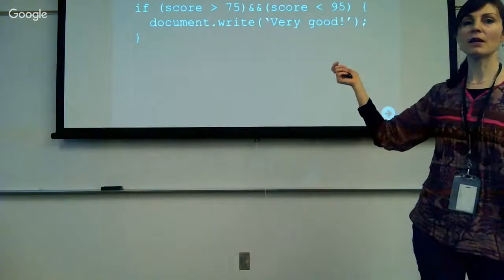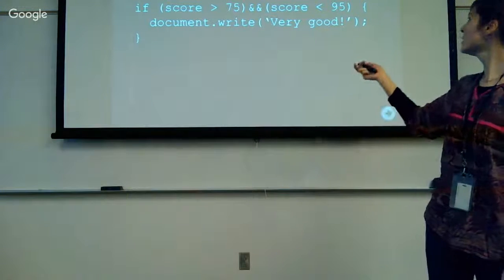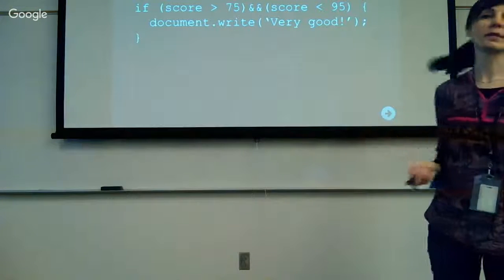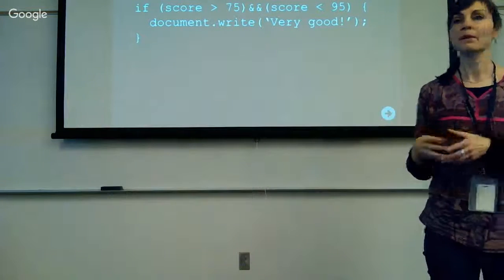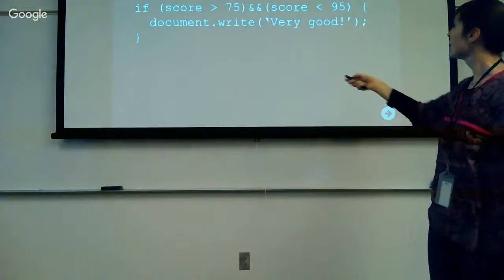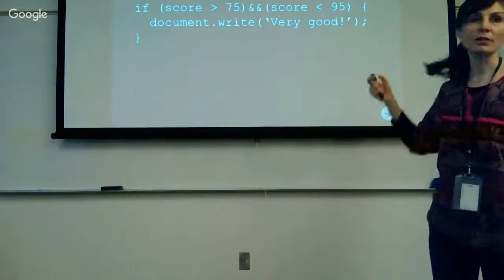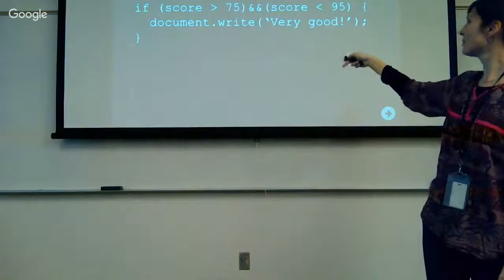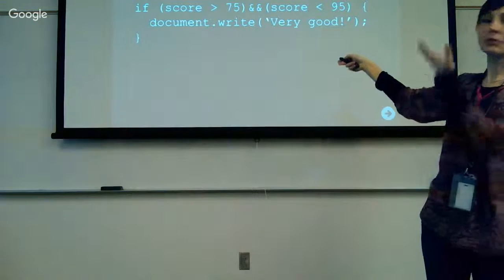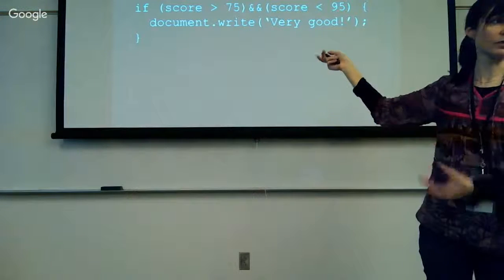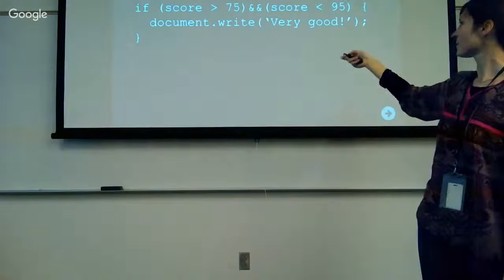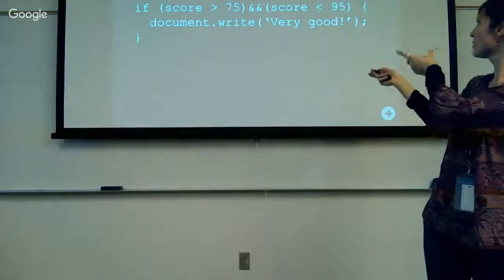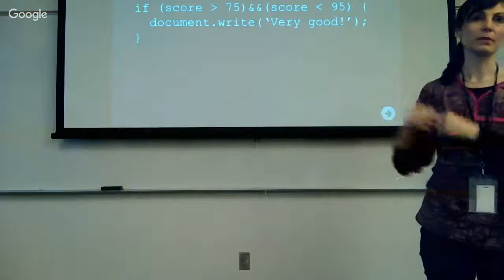So what this means now is if the score is greater than 75 and less than 95, that's a very good score. So it allows us to create more complex expressions here. And the way it would work is it would evaluate again depending on the score. So we have a score variable that we're passing in. Is this true or false in itself? And is this true or false? And if they're both true, it prints out.